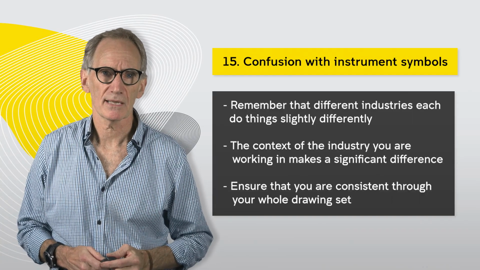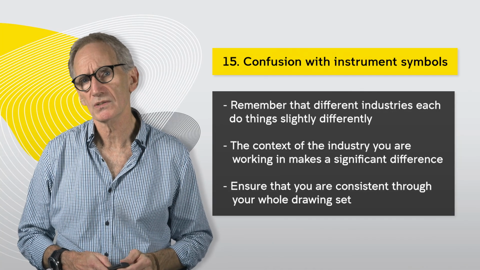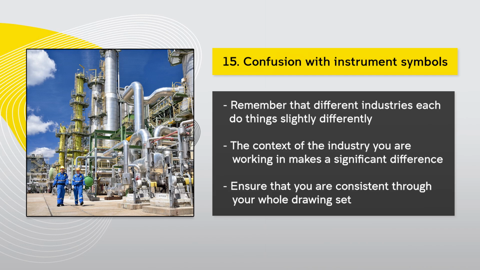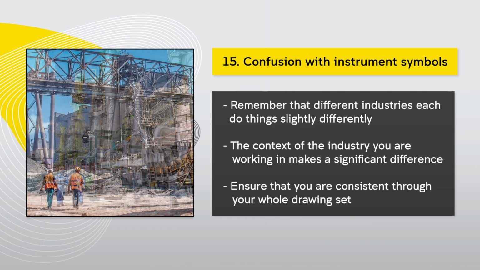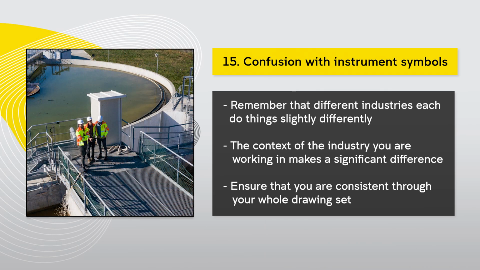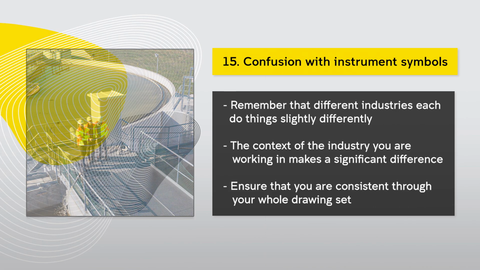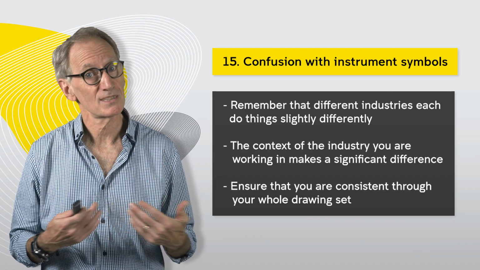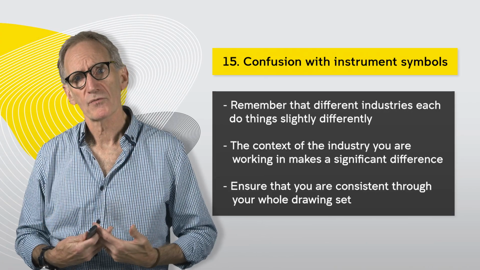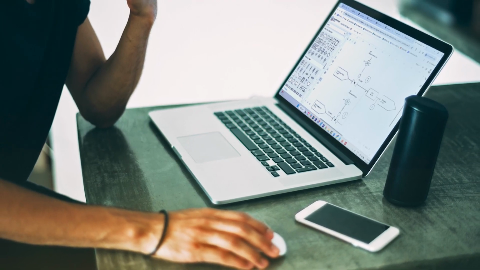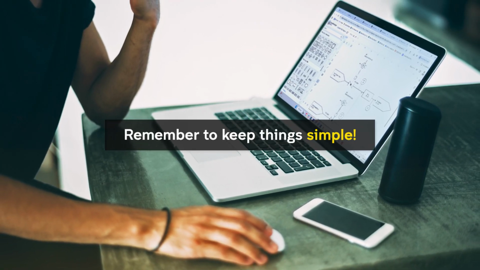Different industries do things slightly differently. And I think this is one of the areas where you do see quite differences between different industries. Petrochemical people take a much more detailed view to the way they display instrumentation and controls on a P&ID versus, say, people in the mining sector or the water industry or some of the other industries. So this is one where context of the industry you're working in makes a difference. There's nothing wrong with that as long as you're consistent through your whole drawing set. But from a design project point of view, what you're doing at university, you probably don't need that level of complexity. Keep it to the more simple symbols.